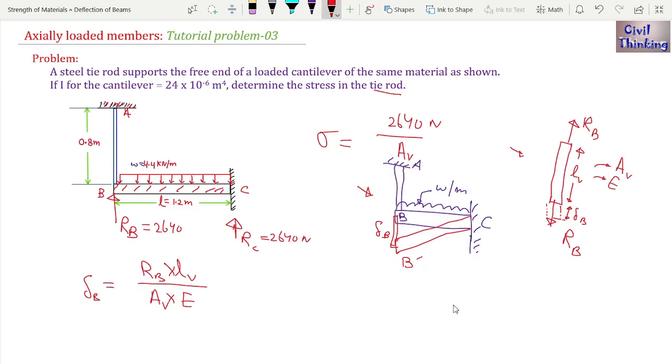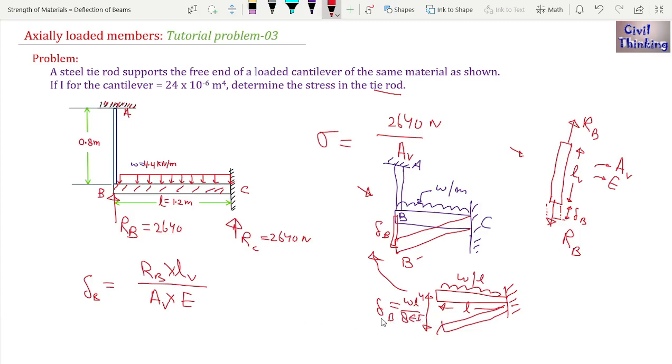Now BC is a cantilever loaded with a UDL W, W per unit length. Let L be the length. Now it will deflect something like this, right? This deflection at the free end is delta B, as you can see here. Now delta B is WL^4 divided by 8EI.